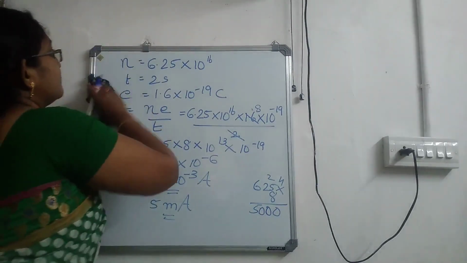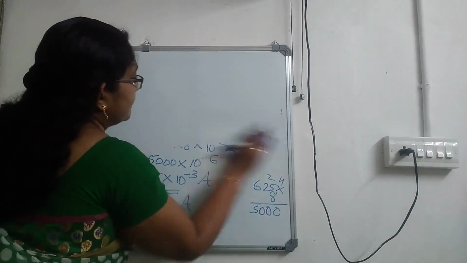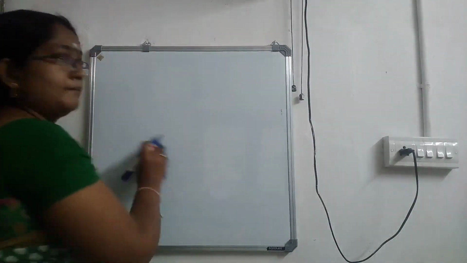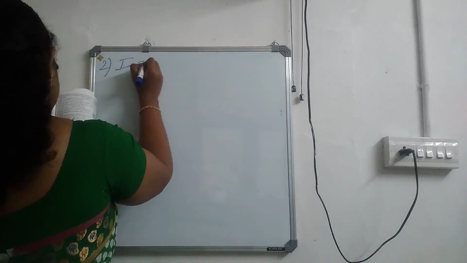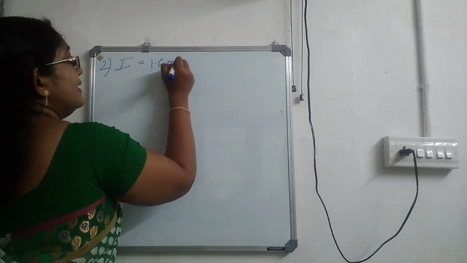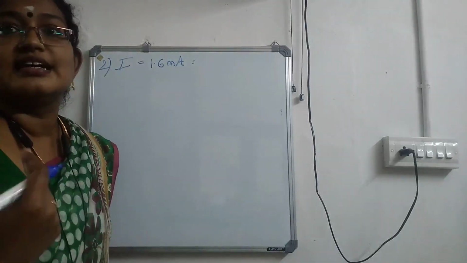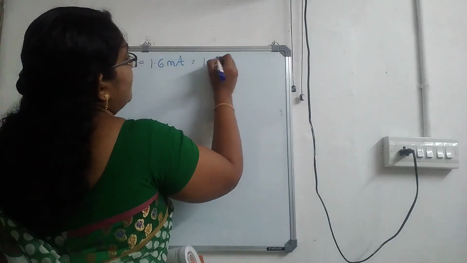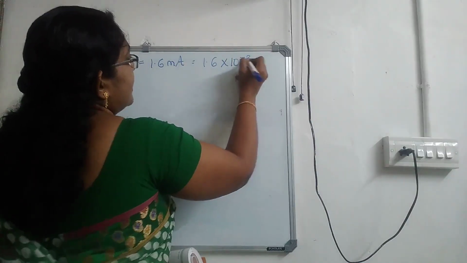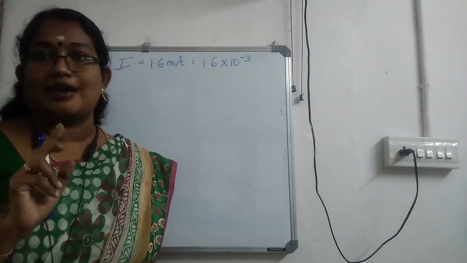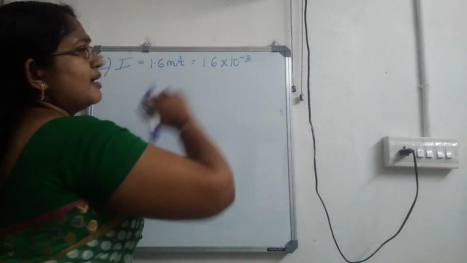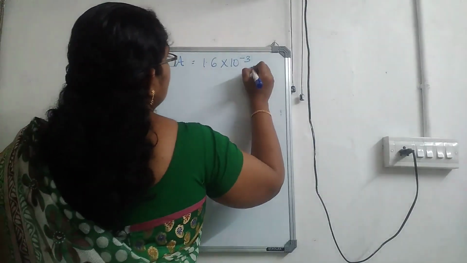Question number 2. A current of 1.6 milliampere flows through a conductor. Okay. So what is given here? Current. A current of 1.6 milliampere. So first thing is convert it into ampere. So how much? 1.6 into 10 raised to minus 3. Milli to ampere means what you have to do? Smaller to bigger means you have to divide. Dividing by 1000 means into 10 raised to minus 3. So this much ampere.